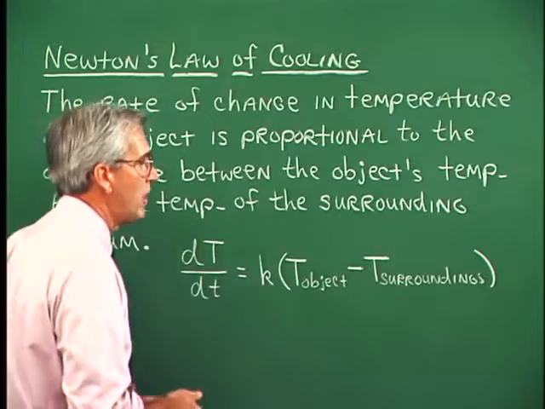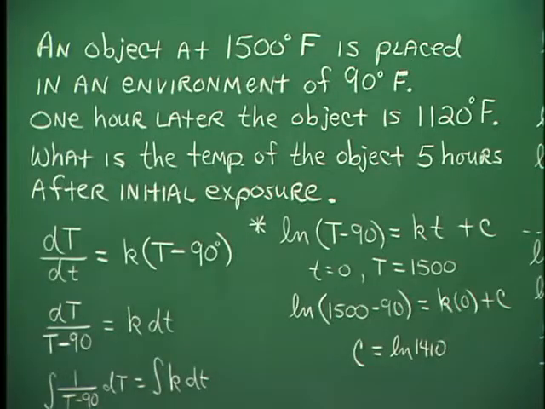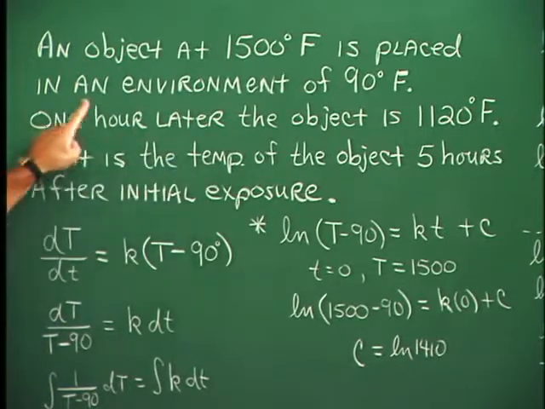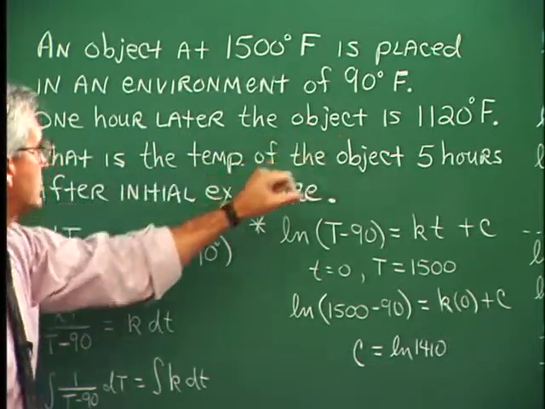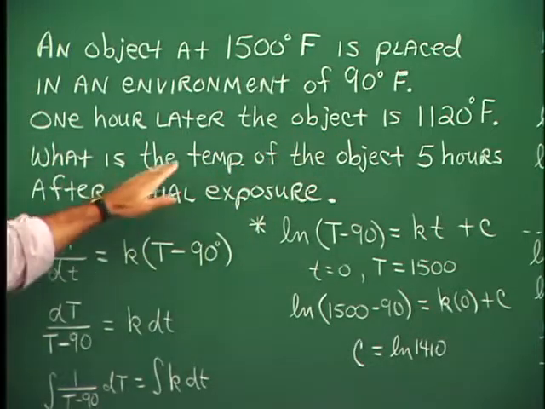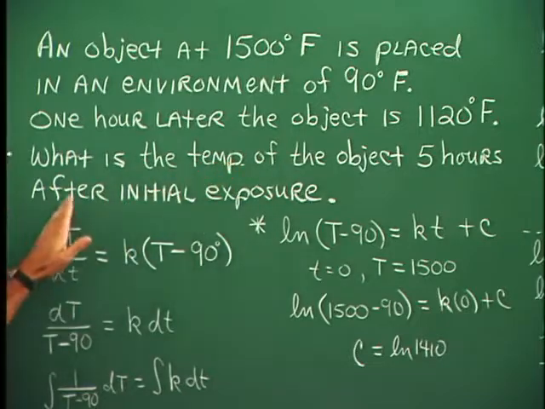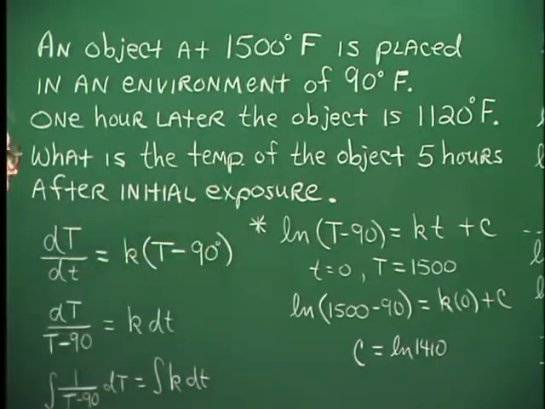Okay, let's consider a problem. An object at 1500 degrees Fahrenheit is placed in an environment of 90 degrees Fahrenheit. 1 hour later, the object is 1120 degrees Fahrenheit. What is the temperature of the object 5 hours after initial exposure?